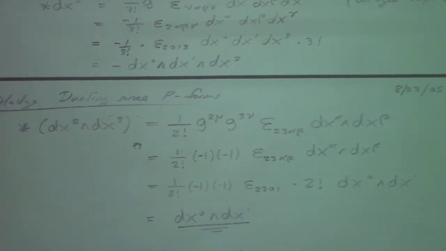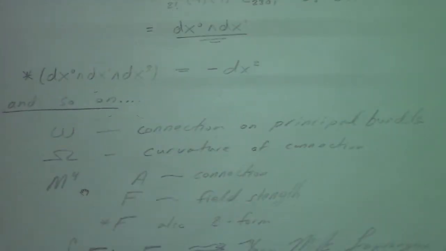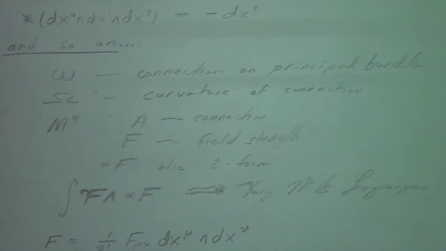I don't know what it is, but so like 2, 3 goes to 0, 1, and up here 2 goes to 0, 1, 3, and there's a plus or a minus depending on the details, and so on.